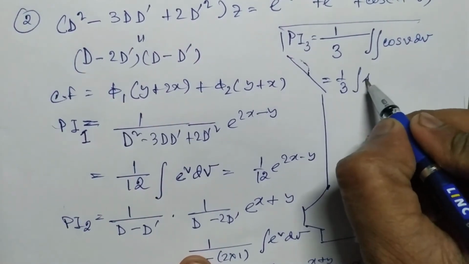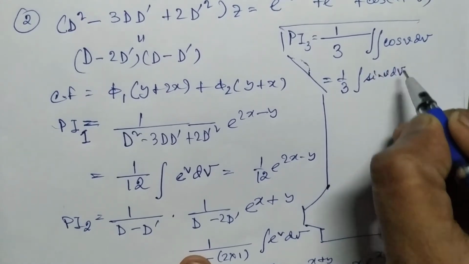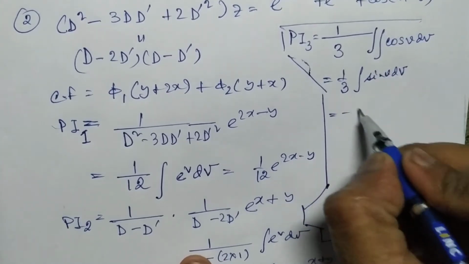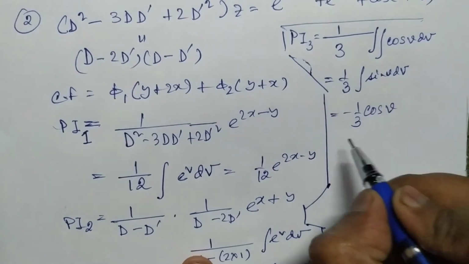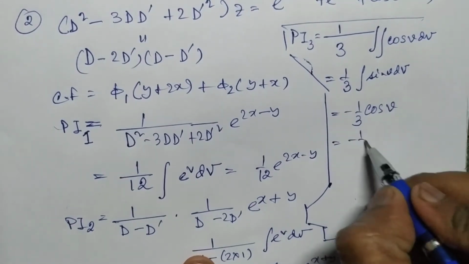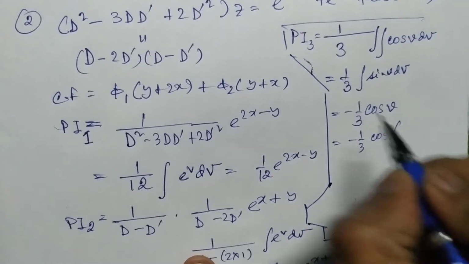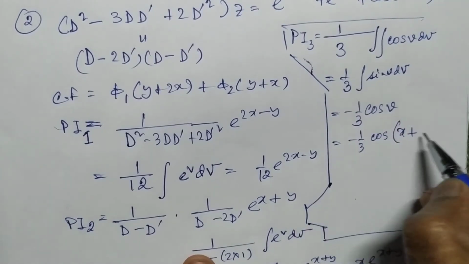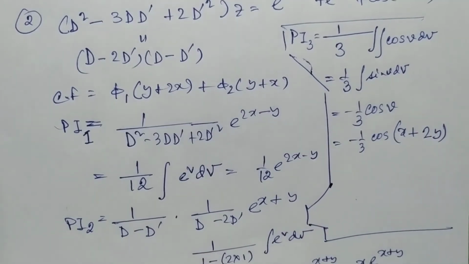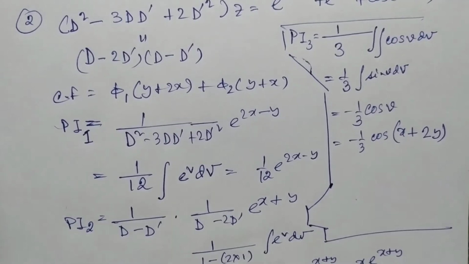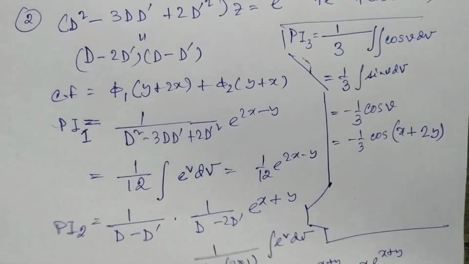First integration is giving sine of v, and second time integration is giving 1 over 3 cos v, so 1 over 3 cos of x plus 2y. So now we have to add CF plus pi1 plus pi2 plus pi3, and that will be our solution. Well, so next problem.